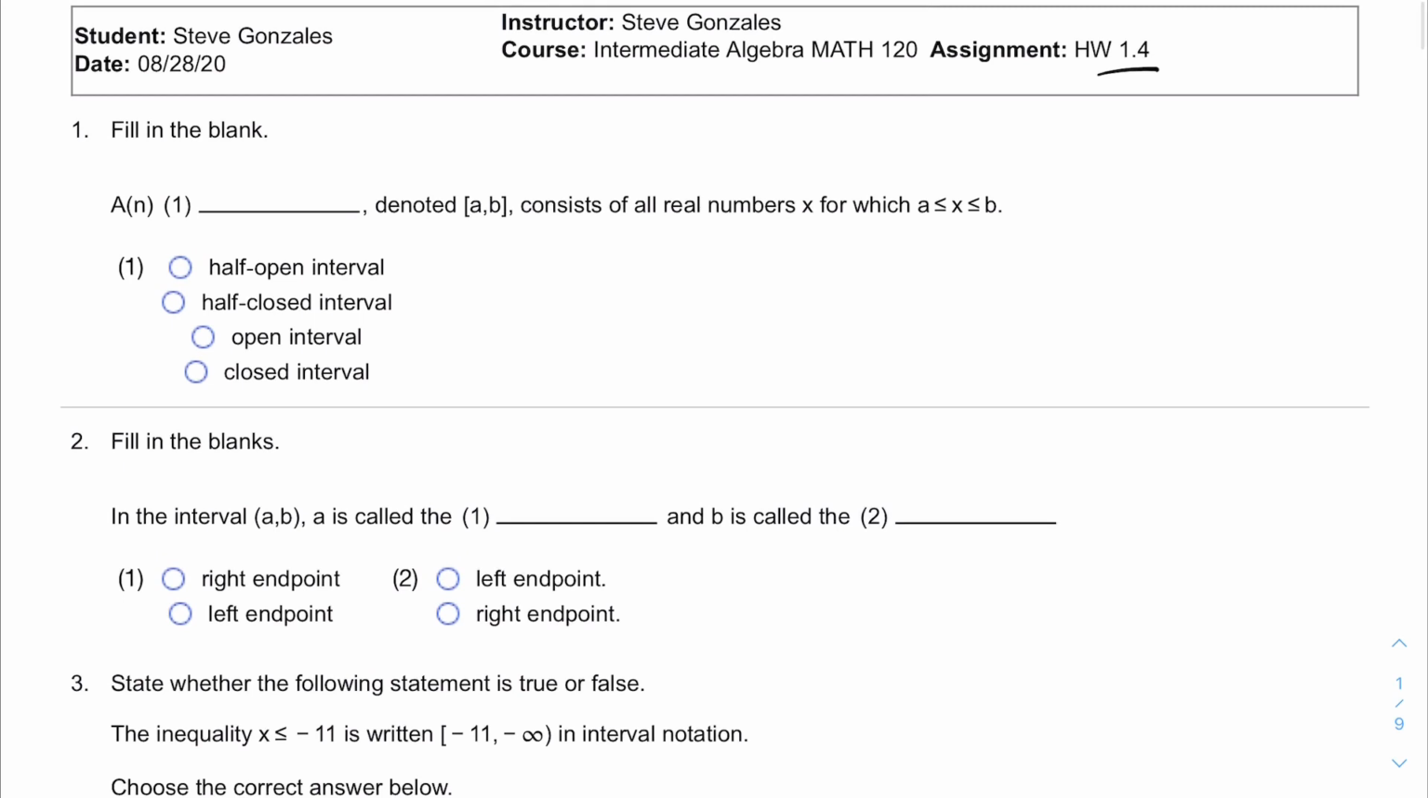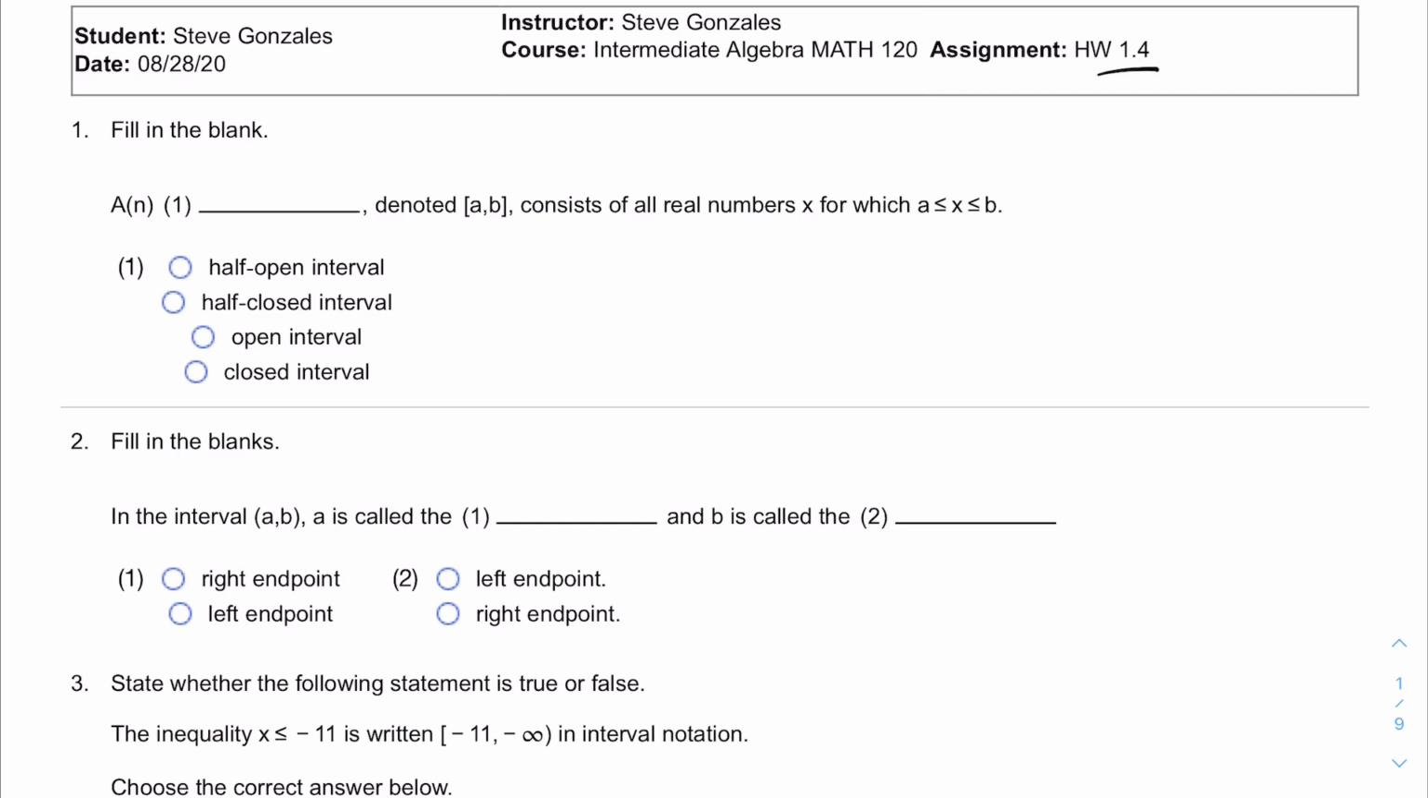There we are. Okay, homework set 1.4. It says fill in the blank. And now I think this will be a little bit quicker because we just covered this. It says a blank denotes the interval, the closed interval from A to B.